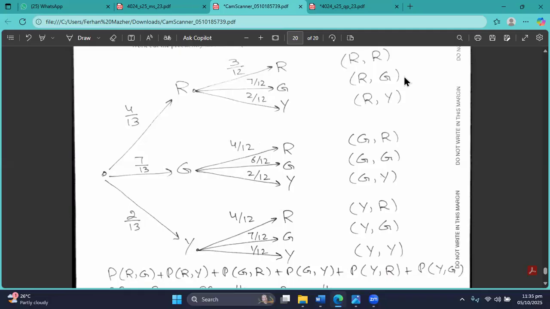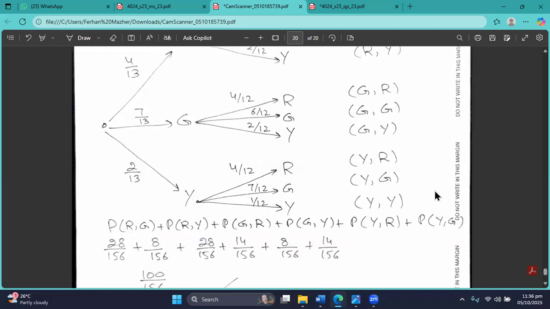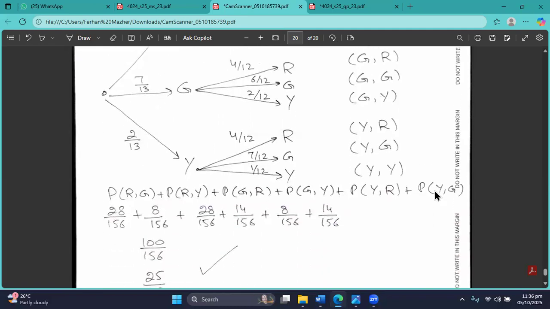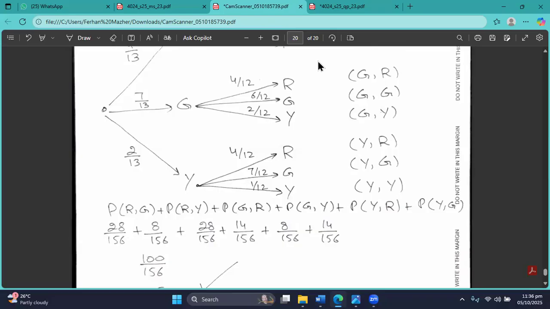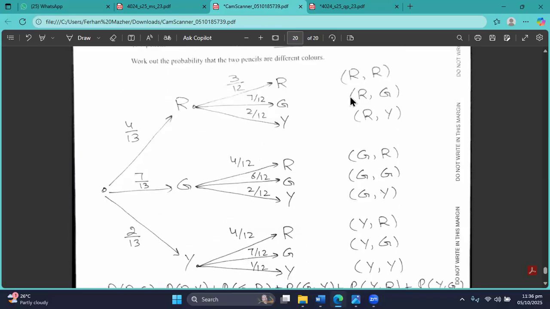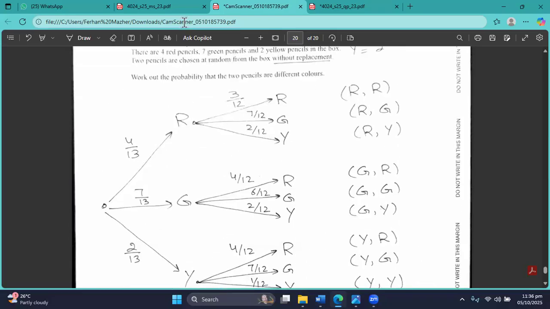Okay, so the outcomes are red, red; red, green; red, yellow; green, red; green, green; green, yellow; yellow, red; yellow, green; yellow, yellow. The question is that the 2 balls are of different colors. Okay, if the 2 balls are of different color, so let me reduce.